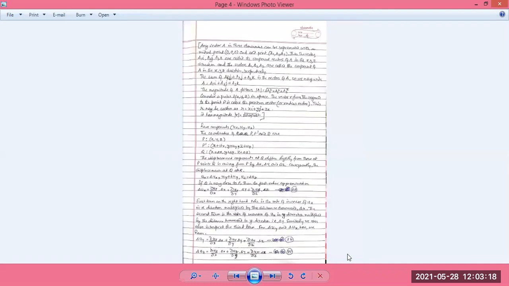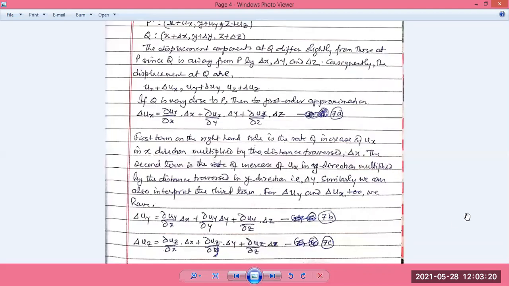Now, same is the case with delta uy and delta uz. So here we are finding the rate of change of delta uy along x direction multiplied by the actual change in coordinates delta x, y direction multiplied by delta y, and z direction multiplied by delta z.